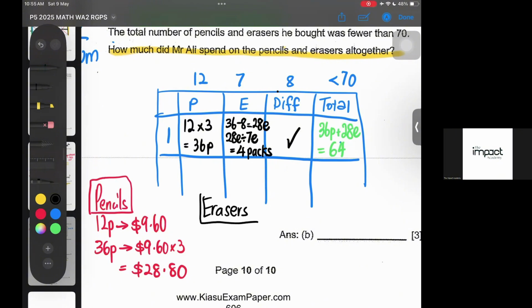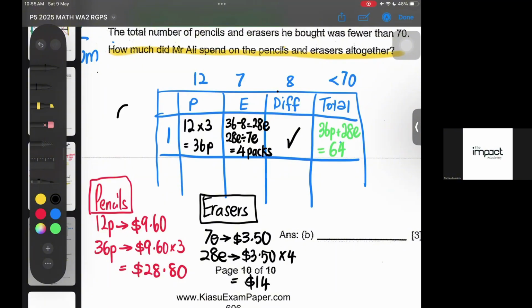Very good. Erasers. Once again, 7 erasers for how much? Anyone can help me with the dollar? $3.50. The person decided to buy 28 erasers, right? 28 divided by 7. Very good. So $3.50 times how much? Times 4. Alright, $14.